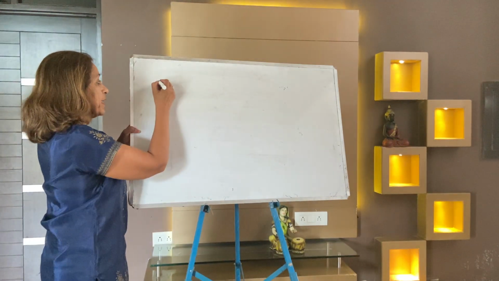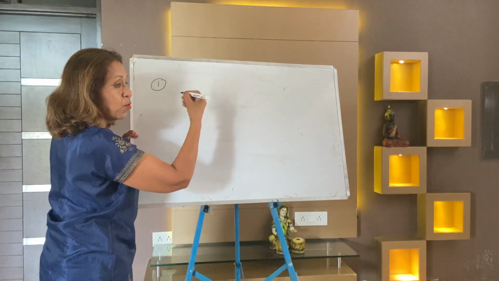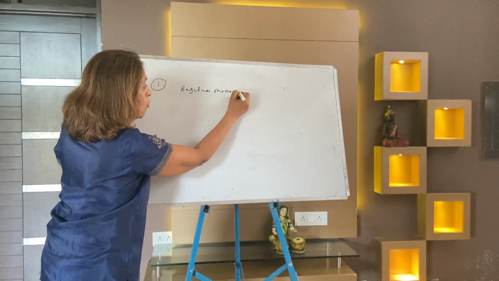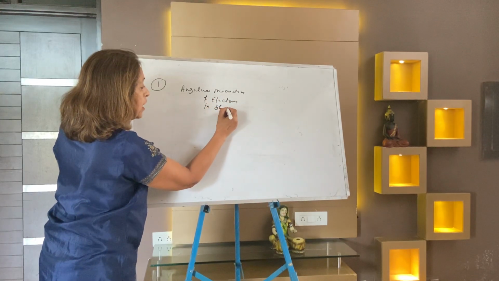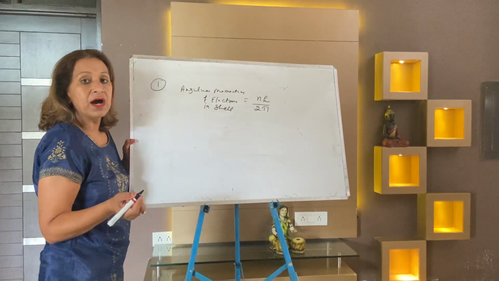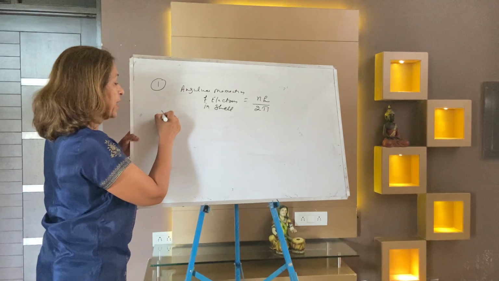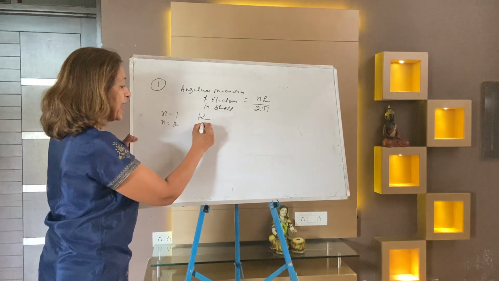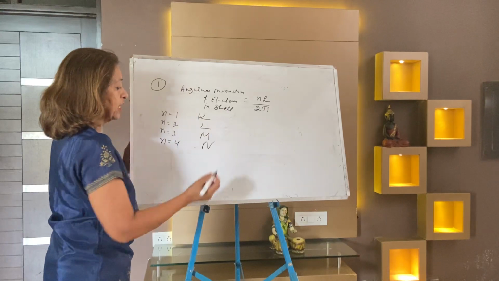Write down, first point is how to find the angular momentum. The angular momentum of an electron in any orbit, in any shell, is equal to nh by 2 pi. Angular momentum is mvr, but to find the angular momentum of an electron in any shell, you apply n. n is 1 for the K shell, n is 2 for the L shell, n is 3 for the M shell, n is 4 for the N shell, and so on.